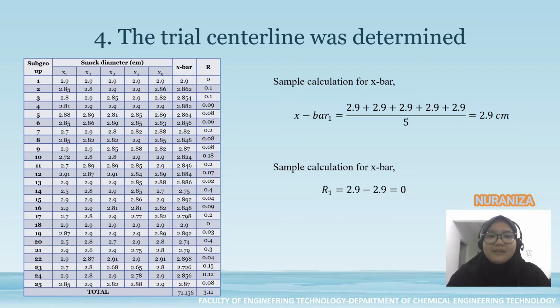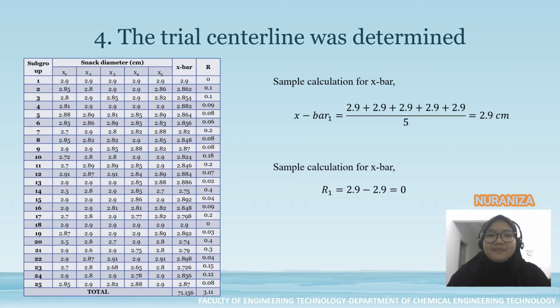And then after the X bar is calculated, we calculate the R, which is the range. For each sample, we need to calculate the range, where the range is calculated from the largest number in the subgroup minus the lowest number in the group.